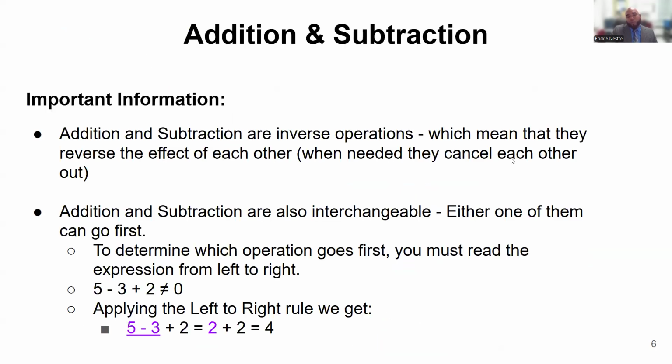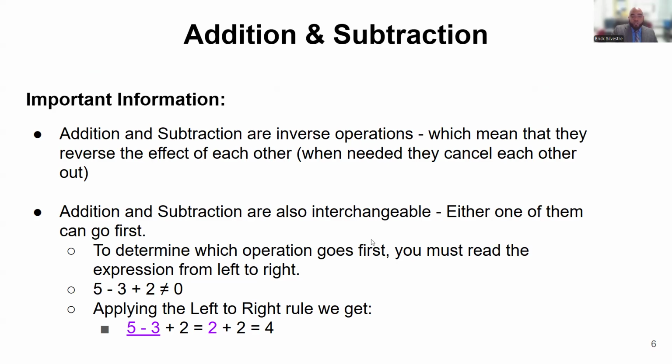Now, more important facts that we need to know about addition and subtraction. Addition and subtraction are also inverse operations, which means that they actually cancel each other out when we need to. They reverse the effect of one another. So if I want to cancel something, I will use the opposite operation. This is something that you're going to need when we're doing multi-step equations. As of right now, you need to understand that addition and subtraction are inverse operations. They're also interchangeable. Either one of them can go first.